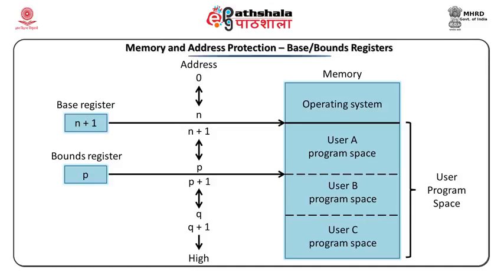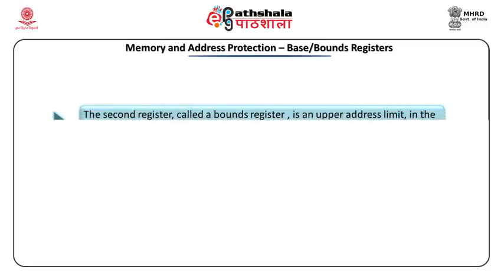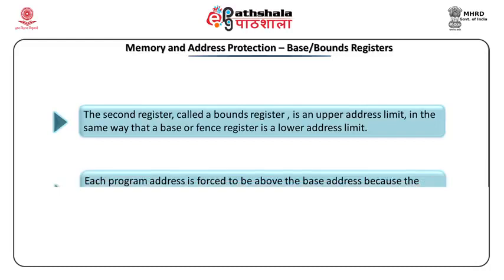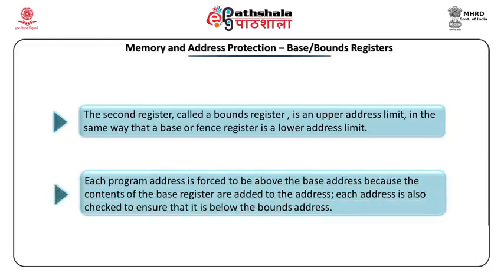From p plus 1 to q is user B's space, and from q plus 1 till the memory lasts is user C. Memory is not infinite, it is finite, but the space goes till the memory ends. So, we introduced one more register called the bound register. It is an upper address limit in the same way that a base or fence register is a lower address limit. Each program address is forced to be above the base address because the contents of the base register are added to the address.